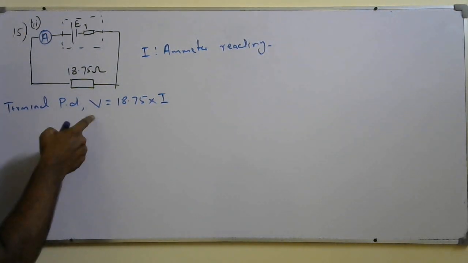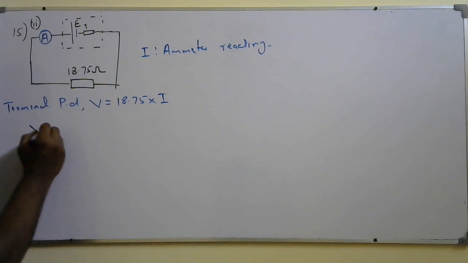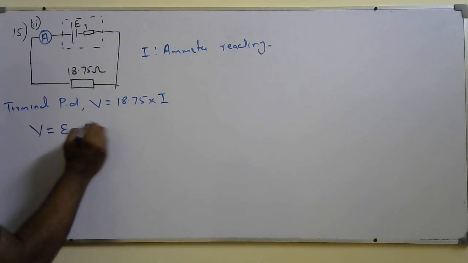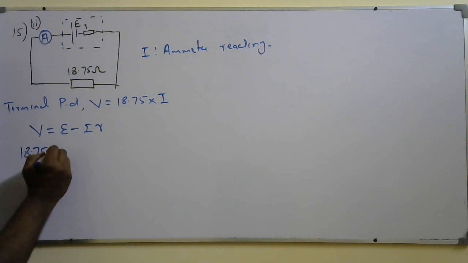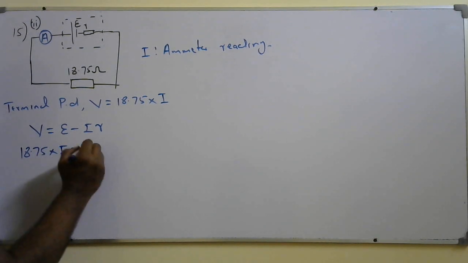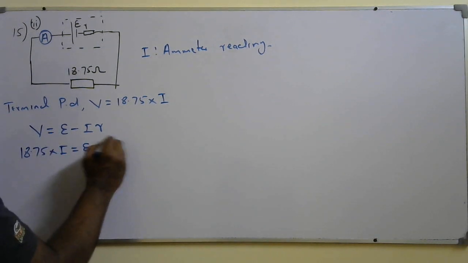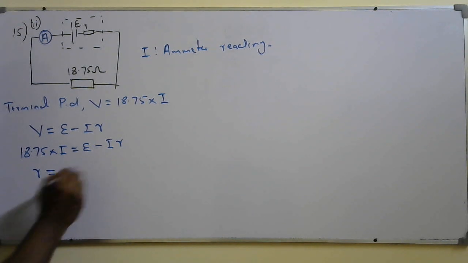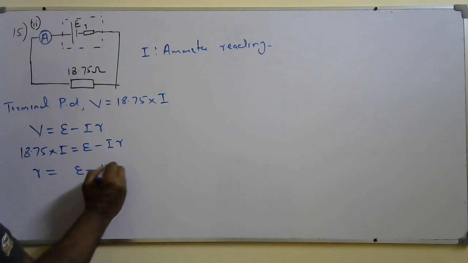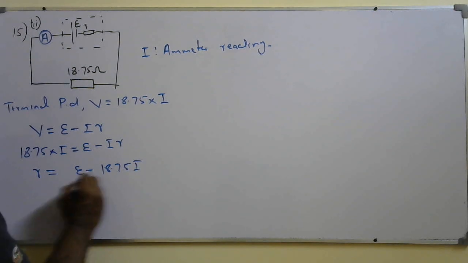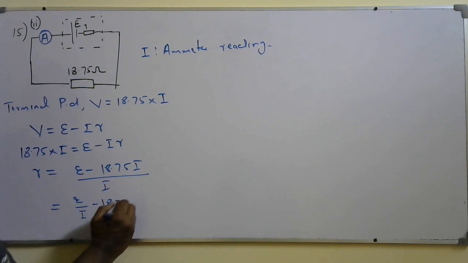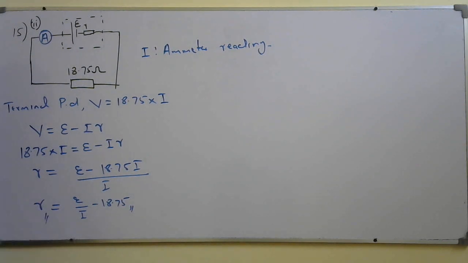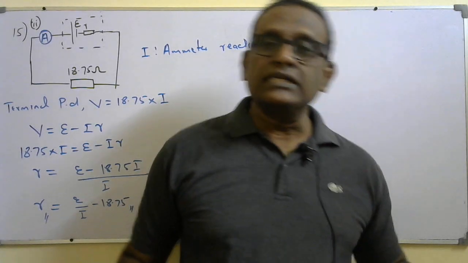So I know V, the terminal potential difference, but I know V is equal to EMF minus Ir. So I need to find the r. V is a known quantity. So I can say 18.75 times I equals EMF, which is also a known quantity, minus Ir. Make r the subject. r will be equal to (EMF minus 18.75 I) over I. This I can write as EMF over I minus 18.75. From this I can find the internal resistance of the cell.